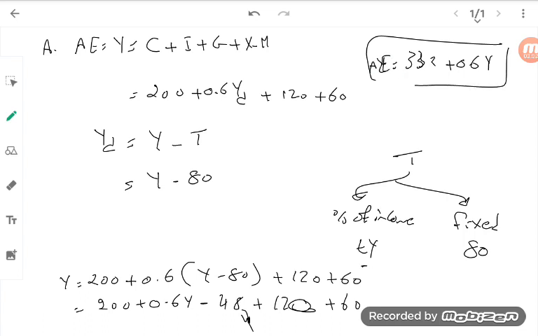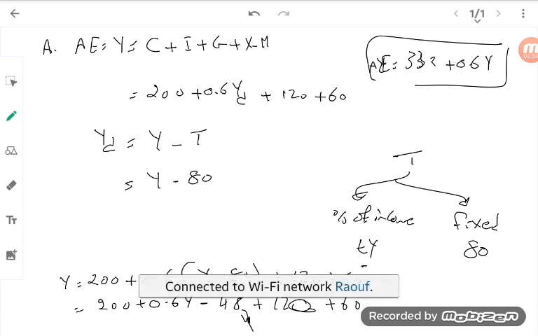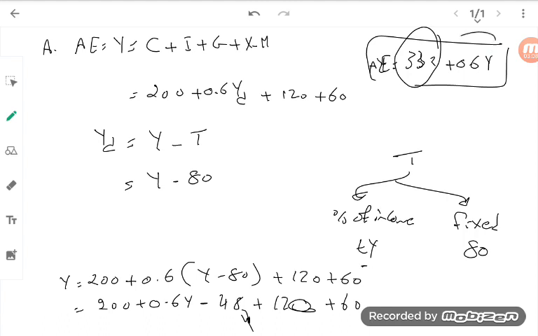So this is requirement number 1. Aggregate expenditure is classified into autonomous and induced. So it is the summation of autonomous, which is equivalent to 332, and the induced, which is 0.6Y.